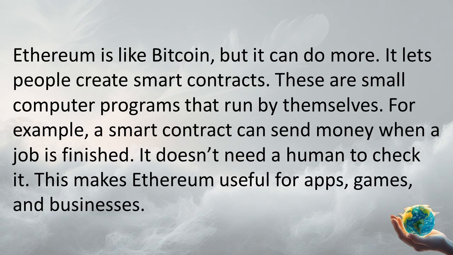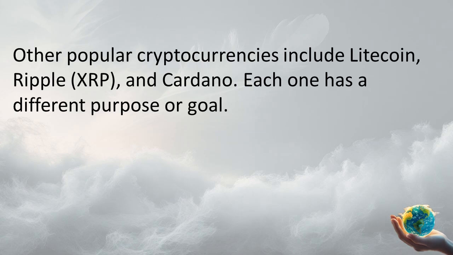These are small computer programs that run by themselves. For example, a smart contract can send money when a job is finished. It doesn't need a human to check it. This makes Ethereum useful for apps, games, and businesses. Other popular cryptocurrencies include Litecoin, Ripple XRP, and Cardano. Each one has a different purpose or goal.